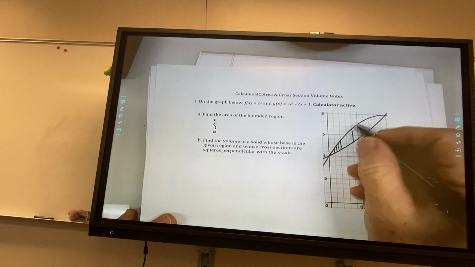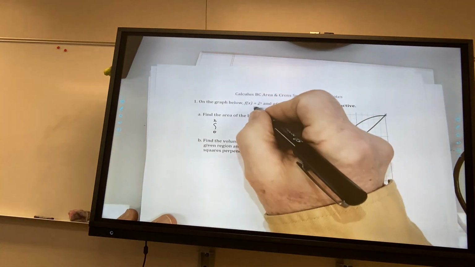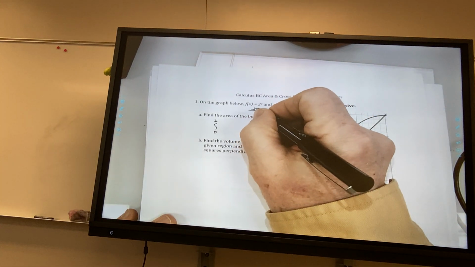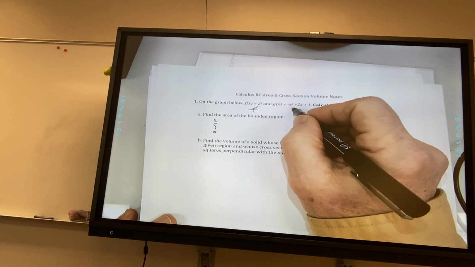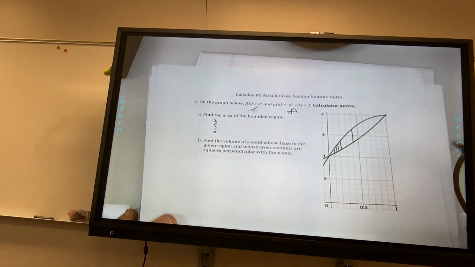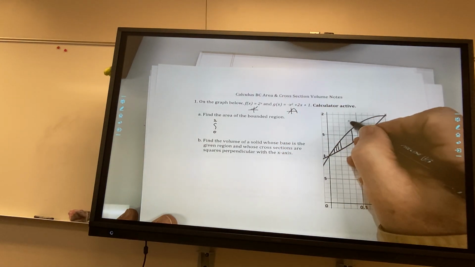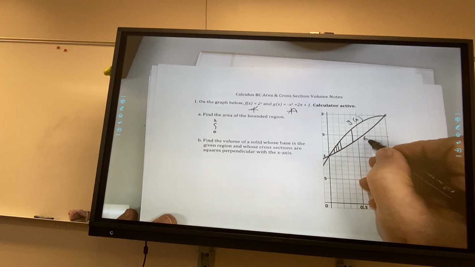So I need to know what this curve is, and if I take a look, this is exponential, and exponential looks like this. And since this is a parabola and it's negative, a parabola going down looks like this. So I say this is g of x, and this is f of x.